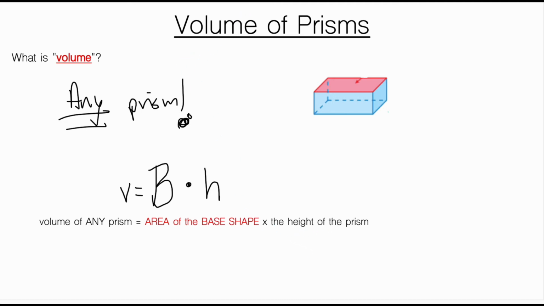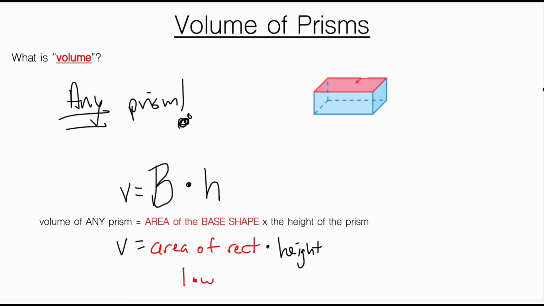So for rectangular prisms today, volume is going to be equal to the area of the rectangular base, multiplied by the height of the prism. And you can find the area of a rectangle by doing length times width. So let's jump to an example.